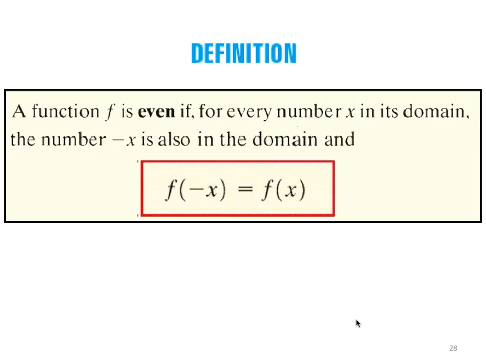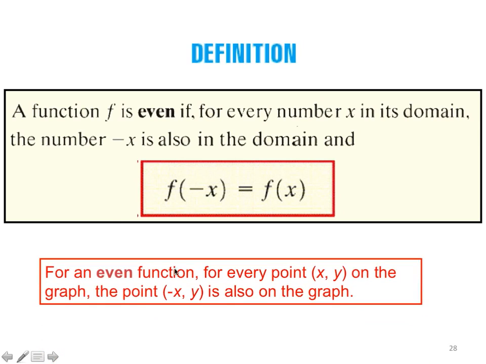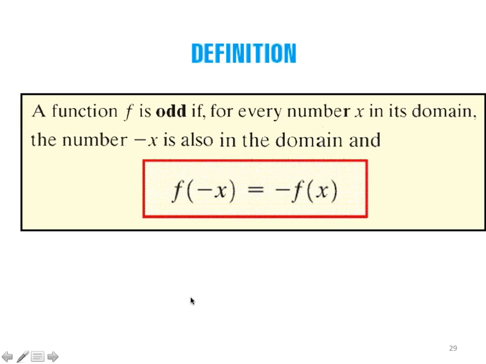So a function f is even if for every number x in its domain, the number -x is also in the domain, and f of -x is the same as f of x. So even means that f of -x is equal to f of x. For an even function, for every point x, y on the graph, -x, y is also on the graph.